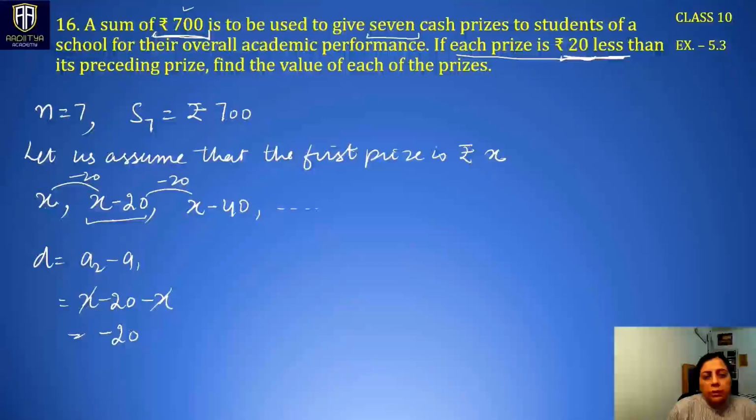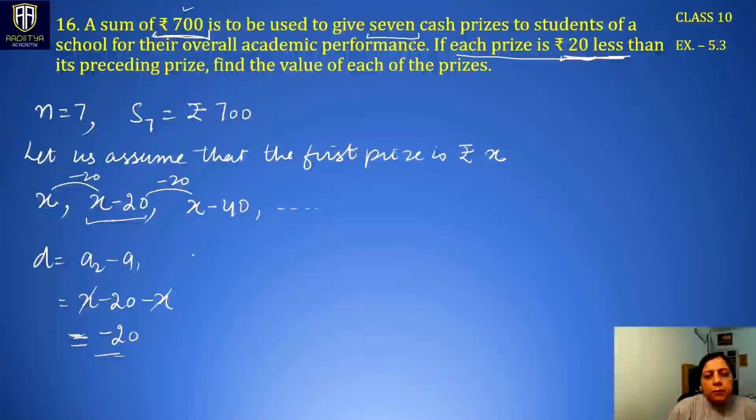Generally children make a mistake in doing this question by taking D as 20. So please be clear. Either do it orally or do it technically, but you have to find the common difference, which is negative 20. The value of every succeeding price is 20 less than the preceding price. This is a decreasing sequence. D has to be negative.